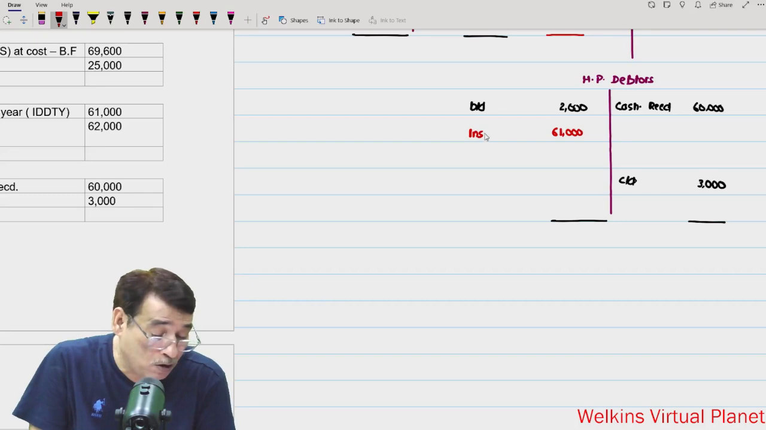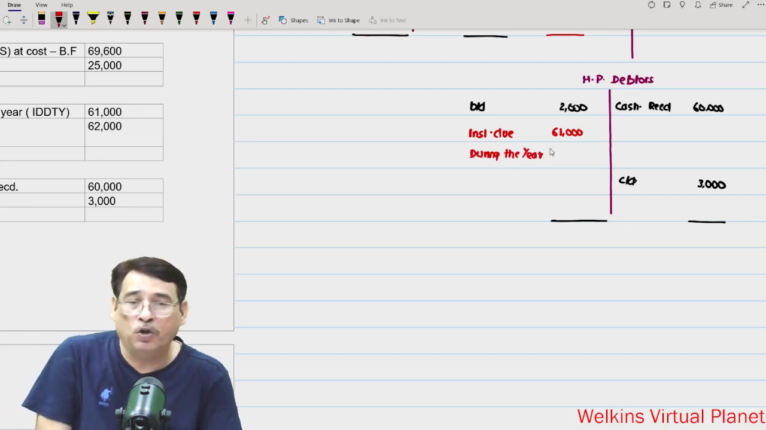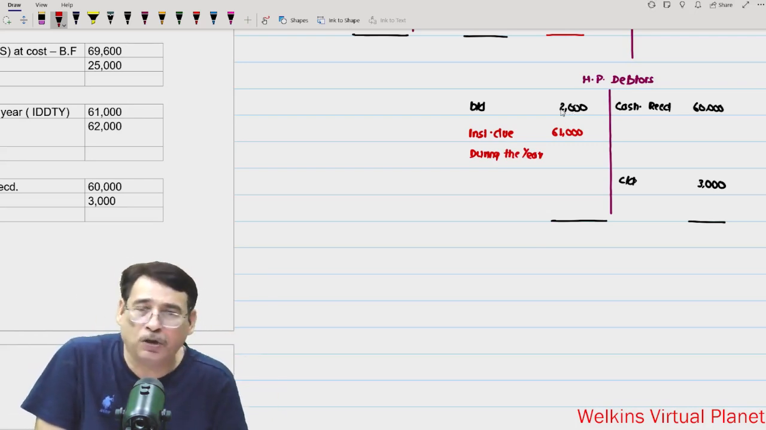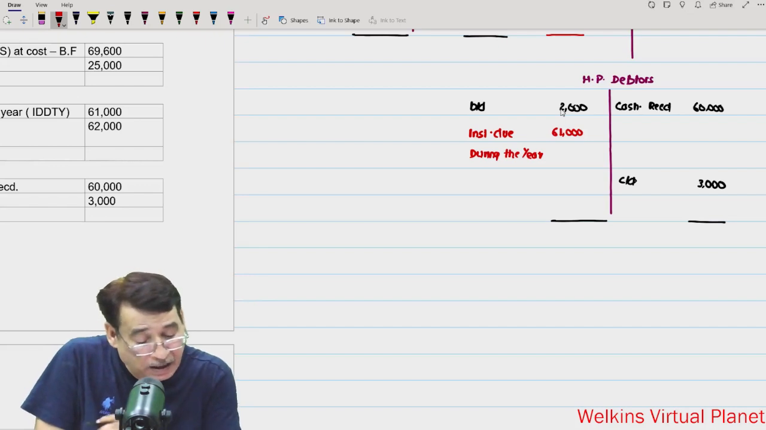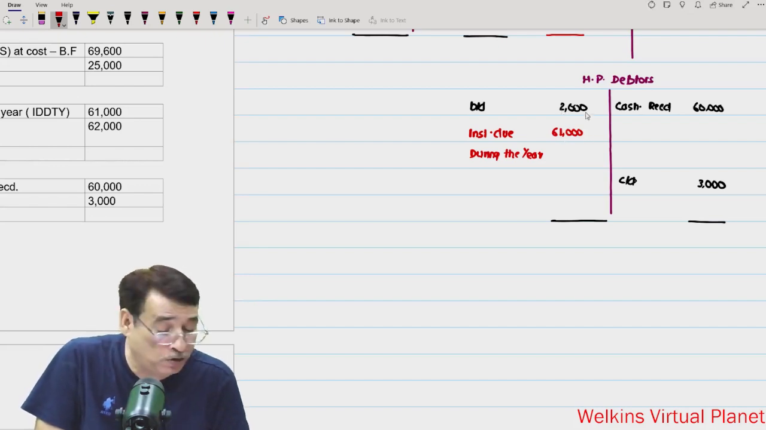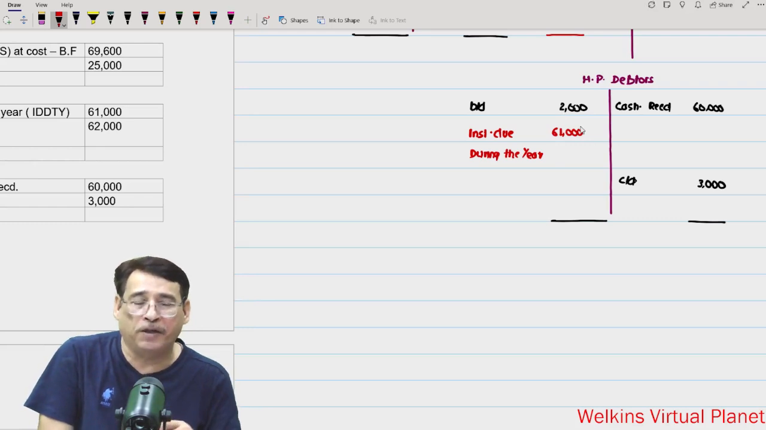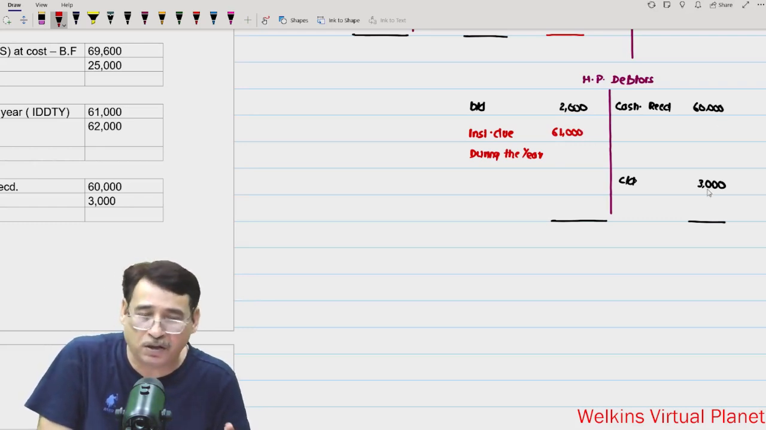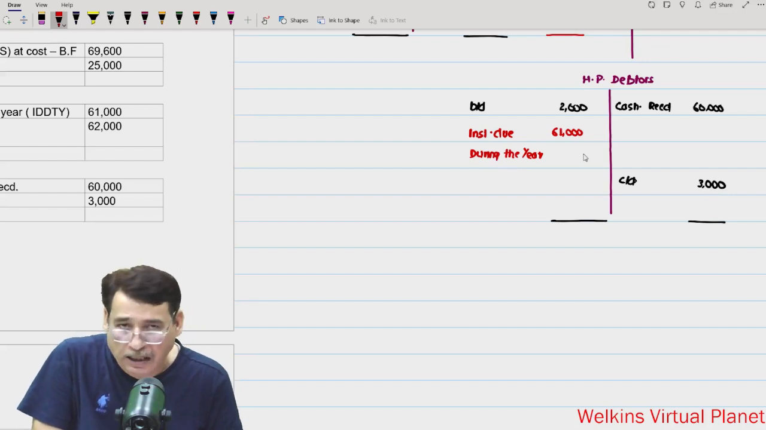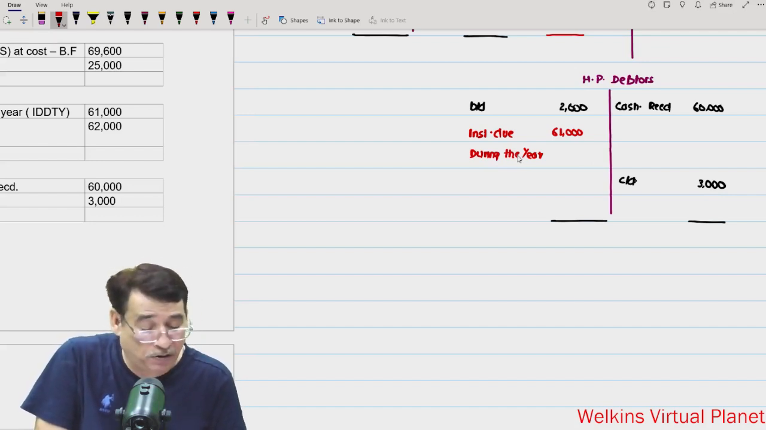Installment due during the year. So total installment due during the year, 61,000. So you can understand it now better. That means the debtors were supposed to pay us 2,000 in the beginning. And besides that, in the current year, they were supposed to pay us 61. So total 63,000 they were supposed to pay us. They paid 60,000. That is why closing balance is 3,000. So after tallying this particular account, we got this particular figure, installment due during the year.